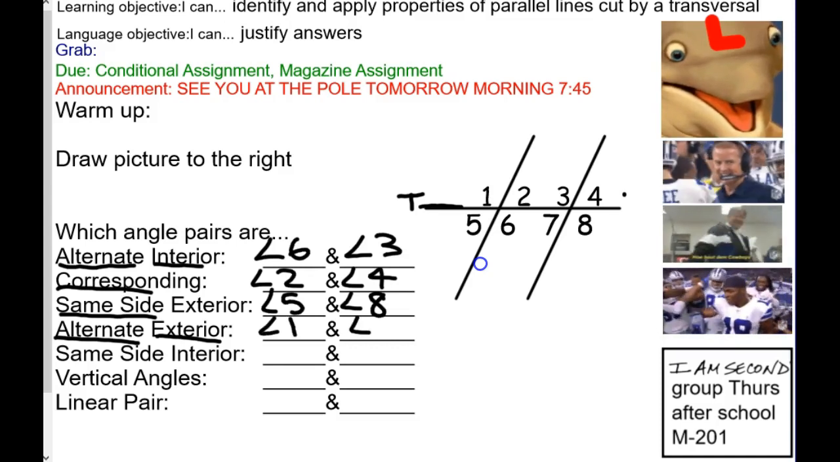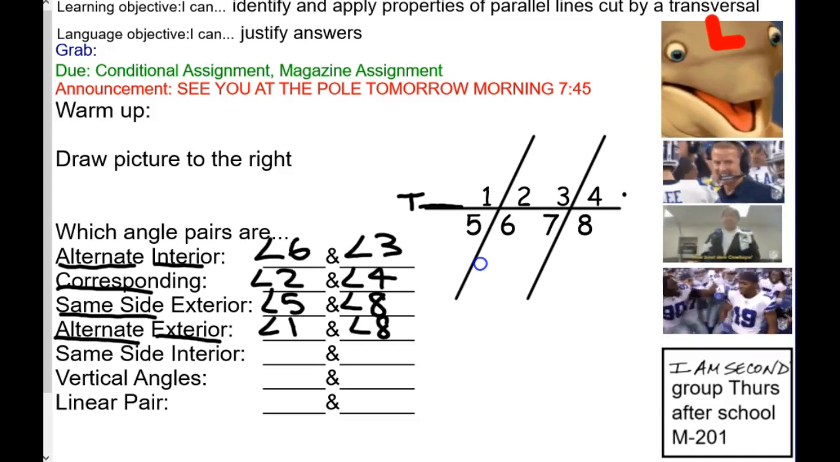So what's another alternate exterior angle? What do you think? What's another alternate exterior? So let's pick 4. What's alternate exterior from 4? 5. Very good. Very good.